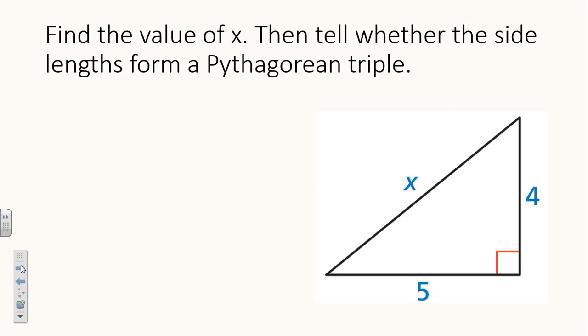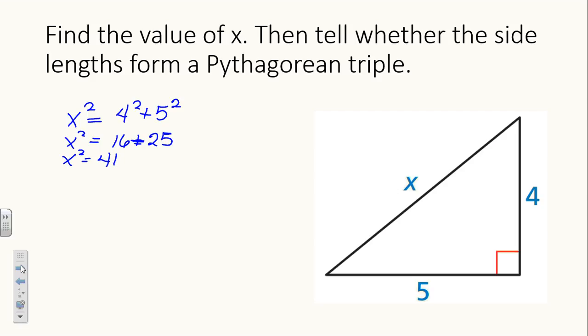So the first step in any of these problems is always to figure out which is your hypotenuse. So what's my hypotenuse? X. X squared has to be by itself, and the legs squared will be on the other side of the equation. So 4 squared plus 5 squared, or 5 squared plus 4 squared. The order of adding the sum of the squares of the legs doesn't matter. So 4 squared is 16, and 5 squared is 25, so 16 plus 25 is 41, and x squared is now 41.